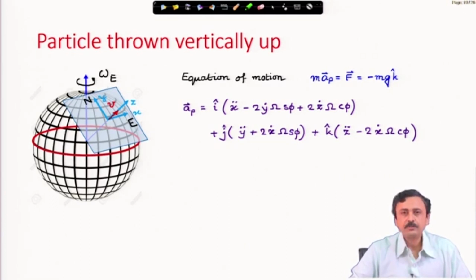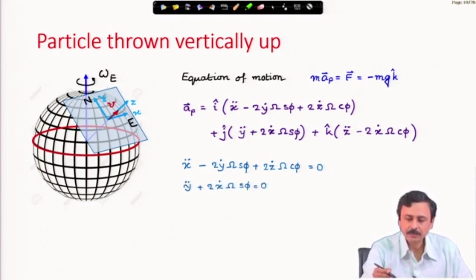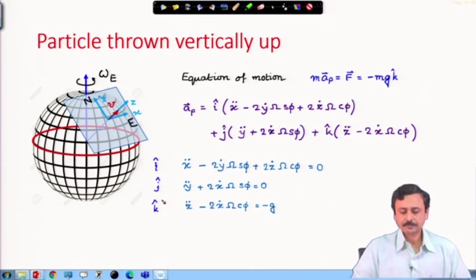This is our expression of inertial acceleration of the particle, and if I just substitute this and look at the i cap equation, j cap equation and k cap equation, this is our i cap equation, this is our j cap equation, this is our k cap equation, then we obtain these equations of motion, the equations of motion of the coordinates as measured by the observer at the origin fixed to the earth. These equations will decide the motion of the particle.